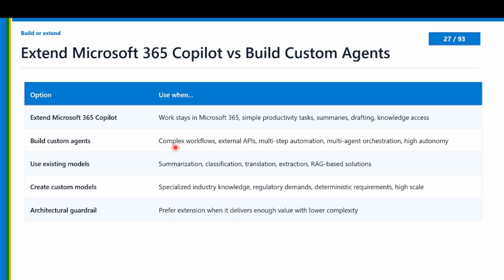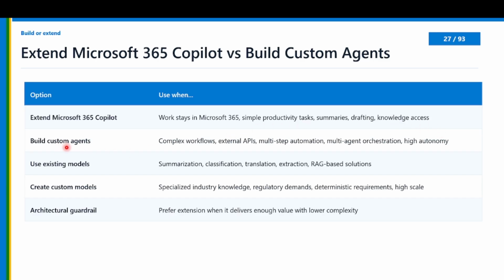Use a custom agent when you need complex workflows, when you need to connect to external APIs, when you need multi-step automation, when you need multi-agent orchestration, and when you need high autonomy. Okay, so for all the ones we discussed under Microsoft 365 Copilot, you still have to go there and give instruction before the agent will start working. So here, this one depends on you. You give instruction, you give a prompt before the agent will generate.